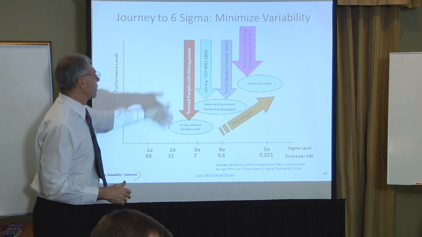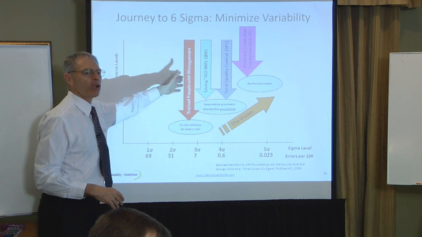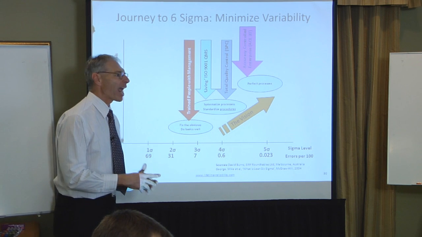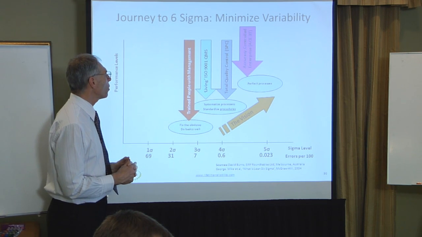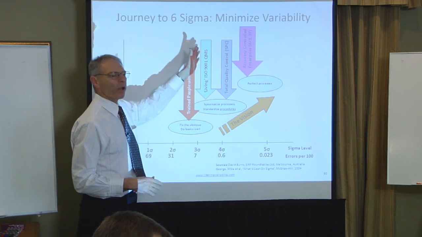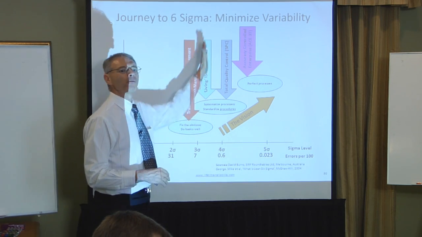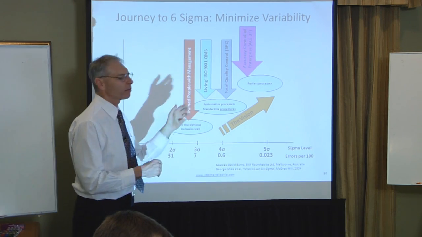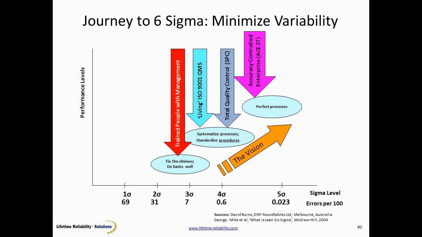So we began with trained people. We go into ISO 9001, which is now being thrust down companies' throats across the world. Better than that is total quality control. And there's one more on top of that. And the one that we promote in plant equipment wellness is an accuracy controlled enterprise.